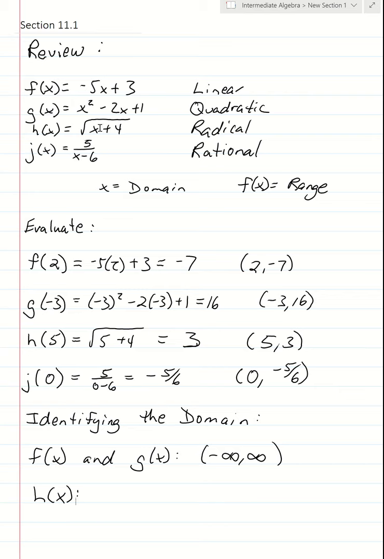When it comes to, let's say, the function h of x, we dealt exclusively with square root functions back in chapter 9. And when we talked about the domain of square root functions, we talked about how the radicand must be a positive quantity. So in this particular case, the x plus 4 from our function h of x up above, we stipulated that it had to be greater than or equal to 0, because that would indicate that it is a positive quantity.